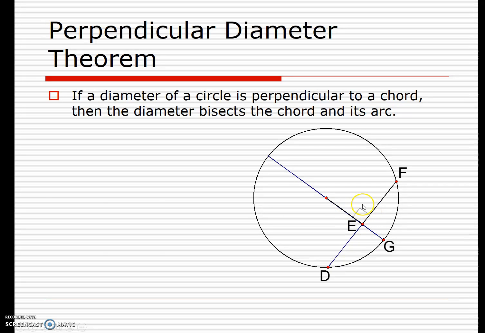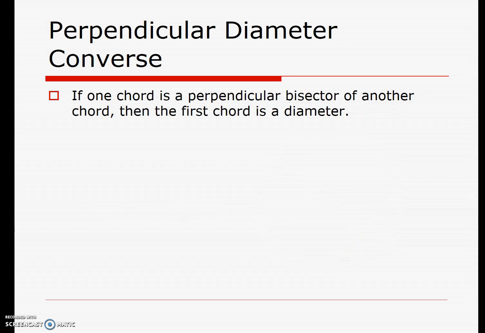If that happens, we have a diameter and it's perpendicular, then we know that not only is DE congruent to EF, so it's a perpendicular bisector, but it's also talking about those arcs here. So GF and GD, those arcs are going to be congruent. Okay, so this has to be a diameter and it has to be perpendicular. So those are very important things here.